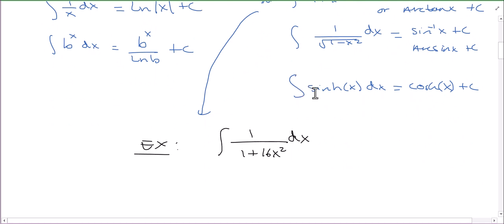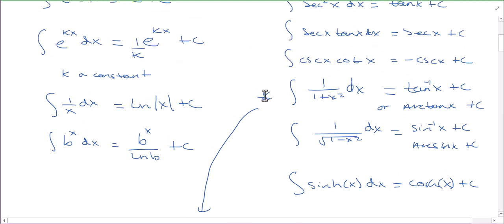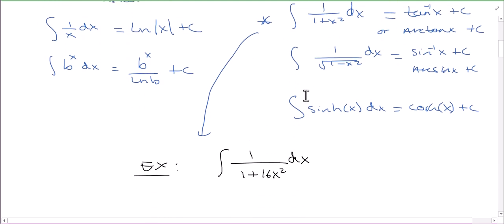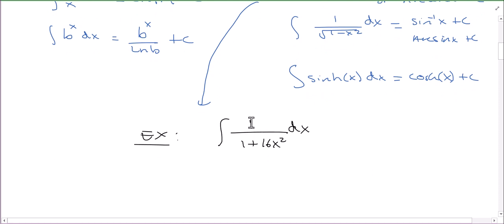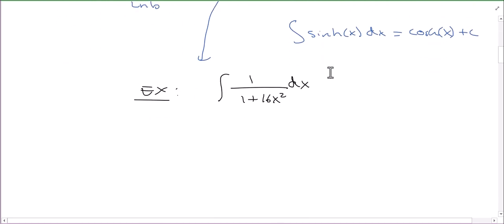And then we have our hyperbolics. So sinh and cosh are the ones that come up the most. I've just written the hyperbolic sine in here. And I put a star over here just because sometimes you might see things that look like an inverse tangent, but it's not quite, because this has a 16 in there instead of just the 1. So how do you solve something like this?